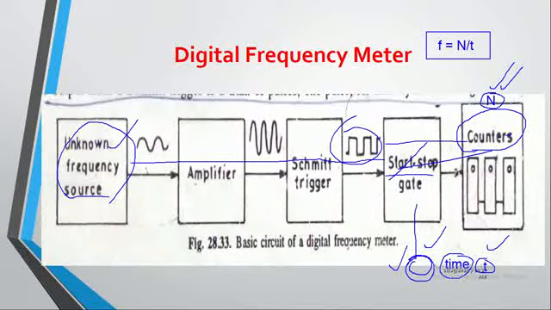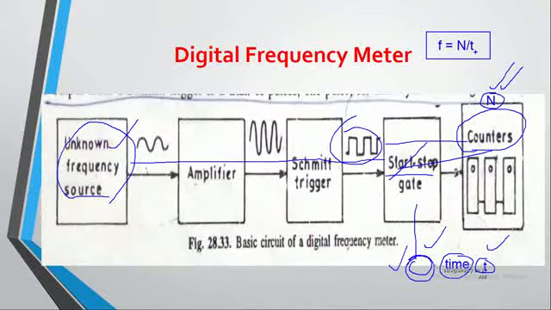So the counter is unable to count the number of pulses. Now, n is nothing but the number of pulses counted by the counter within the time period t. Then the frequency of the unknown signal, that is the frequency of the input signal, can be easily calculated using the formula n by t. So this is the principle.